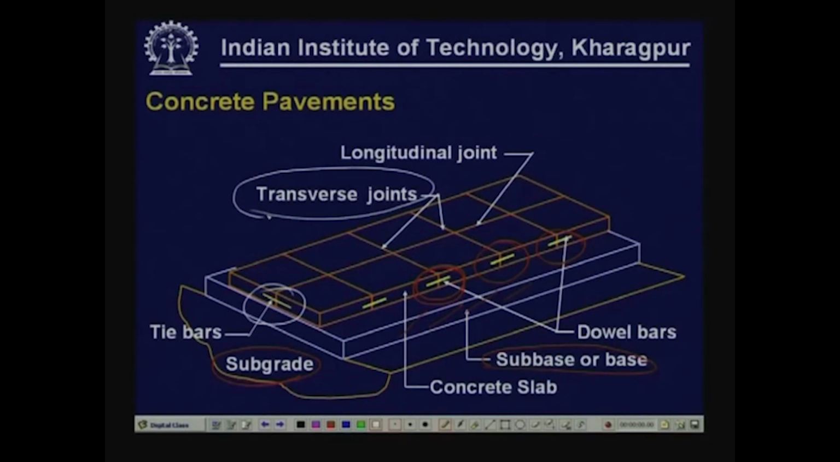So, in general, the concrete pavement will have subgrade, granular base, concrete slab, it will have longitudinal joints, it will also have transverse joints, and it may have dowel bars across transverse joints. It may also have tie bars across longitudinal joints and other joints also.